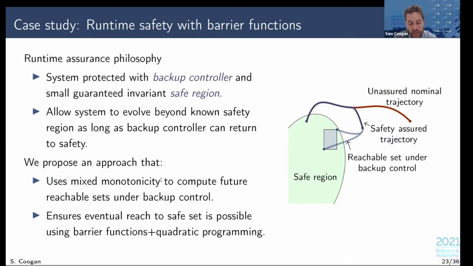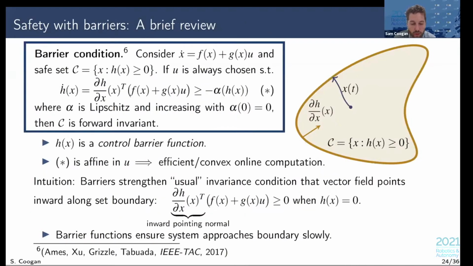What we do in this line of work is we use mixed monotonicity to compute the future reachable sets for the system, and then we ensure that these reachable sets eventually are capable of reaching the safe set, and we use barrier functions and quadratic programming to make that work. So let me give a very brief introduction to this theory of control barrier functions, which has found a lot of interesting use in the controls community lately.